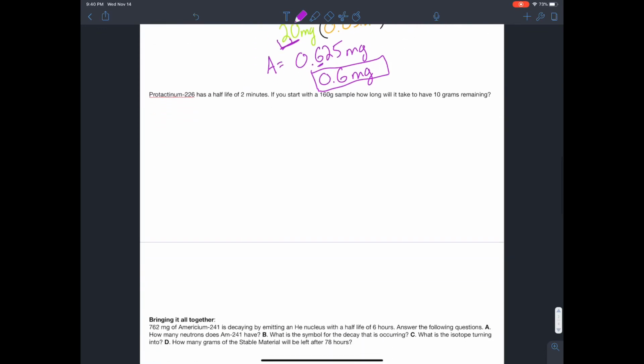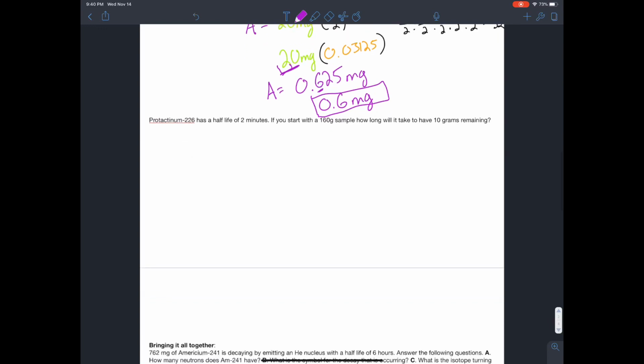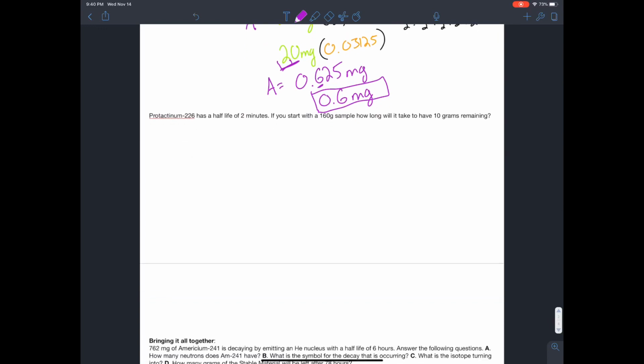Okay, and I'm going to do a double attack here and do the second one in this video as well. Okay, so protactinium 226 has a half-life of 2 minutes. If you start with a 160 gram sample, how long will it take to have 10 grams remaining? Okay, so a little bit different here. We're told how long the half-life is. Okay, we're told that half-life is 2 minutes. We're told our starting amount, and we are told our ending amount. And we're asked how long is it going to take to get to that ending amount.